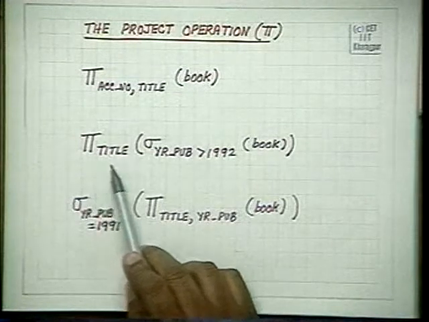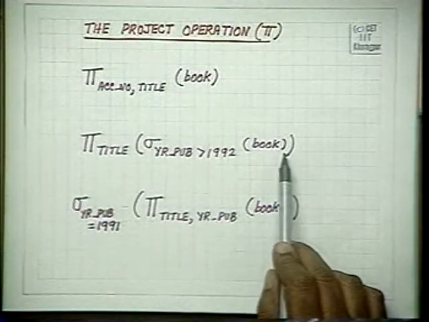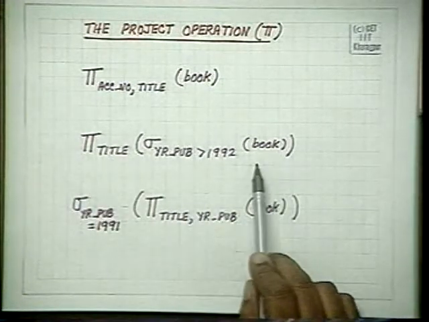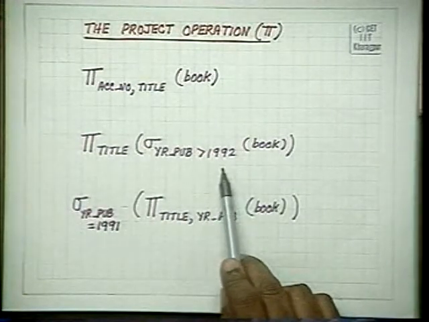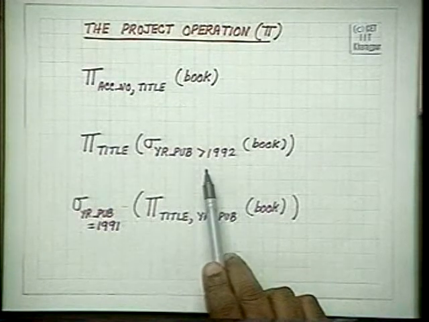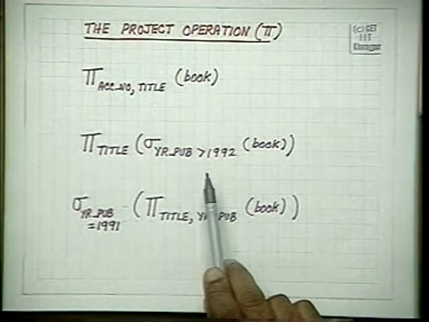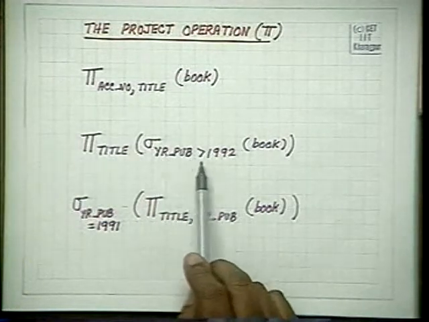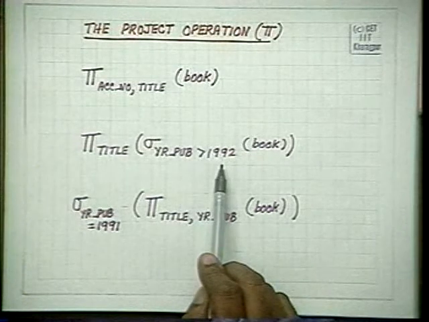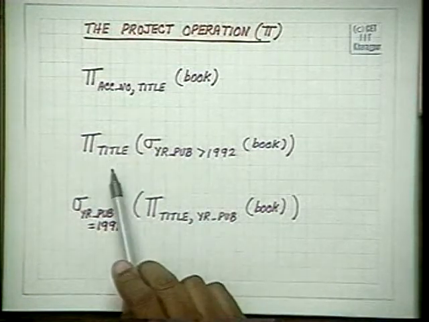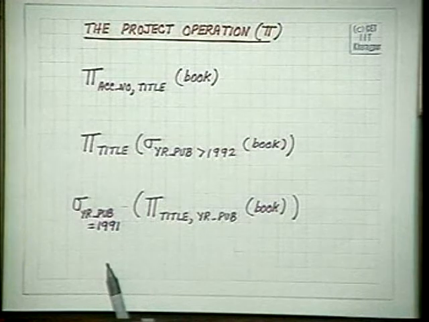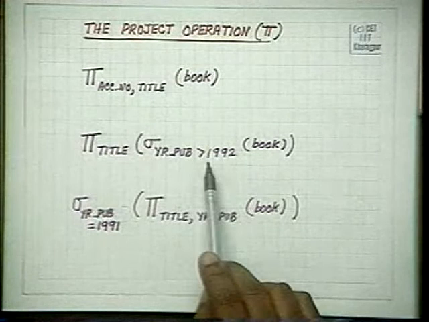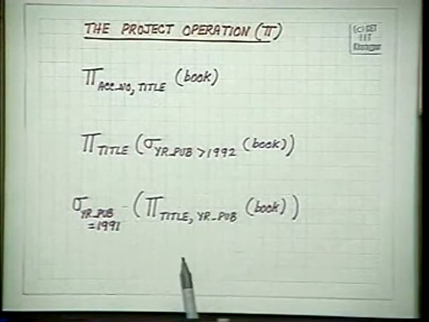This is a relational algebra query corresponding to the question: find out all books available in the library which have year of publication beyond 1992 and list their titles only. So only those titles will be listed whose year of publication is greater than 1992.